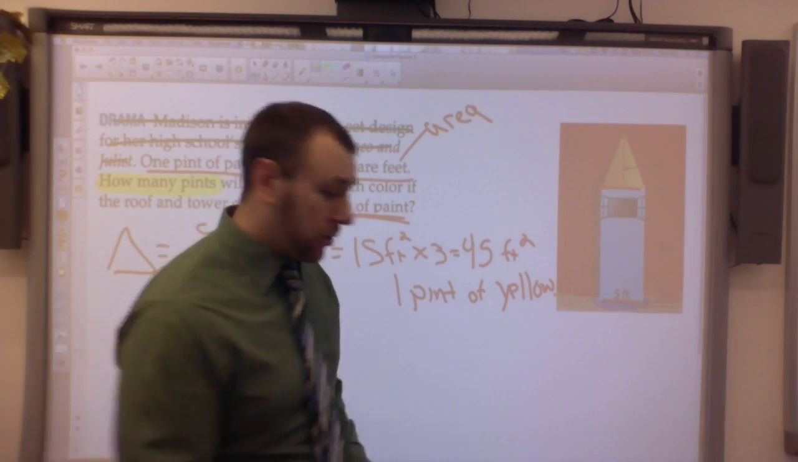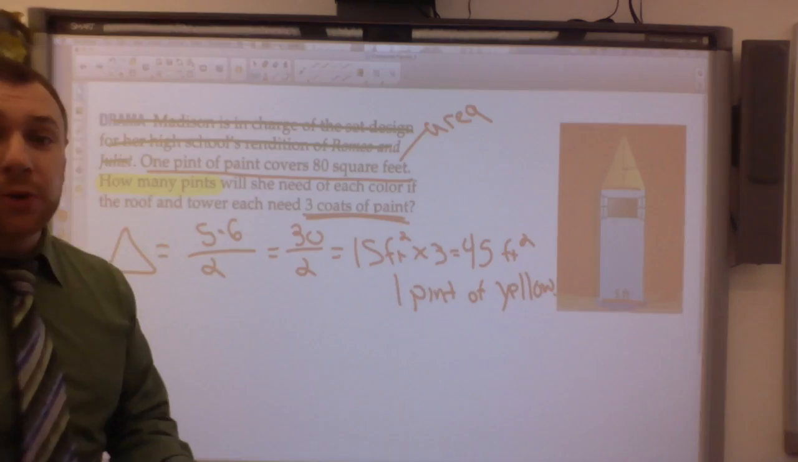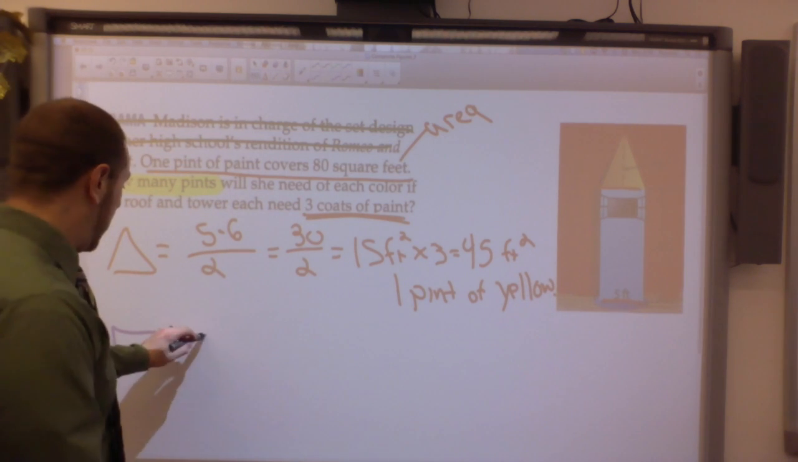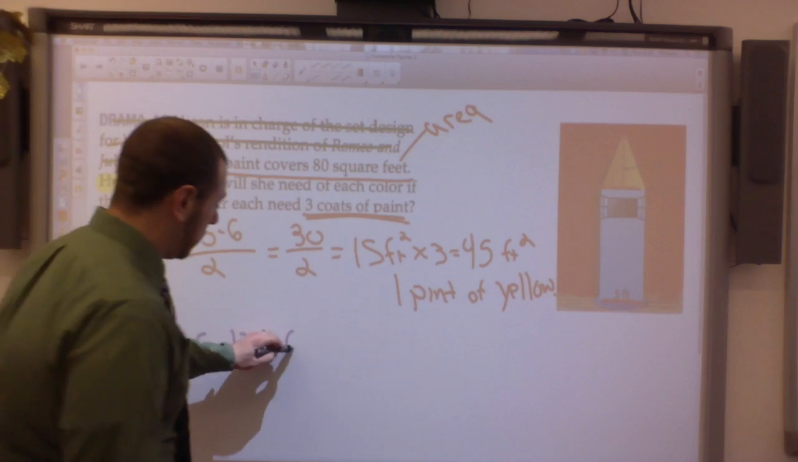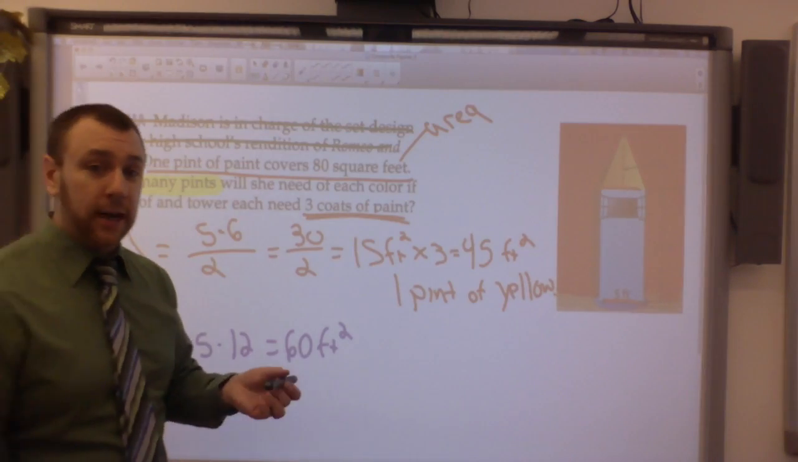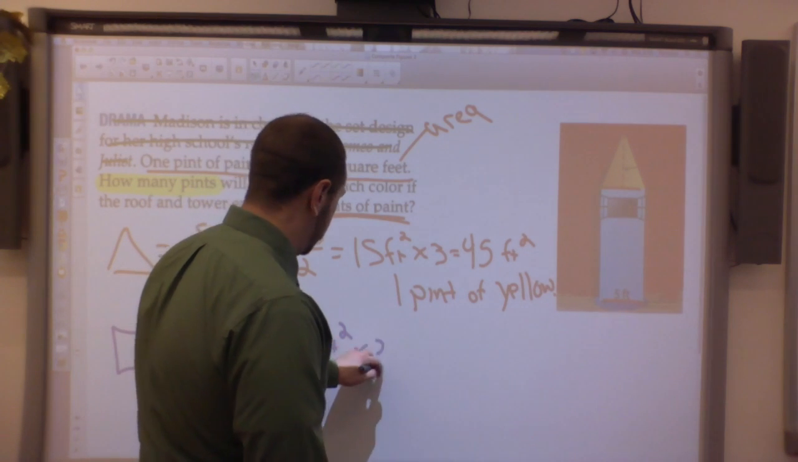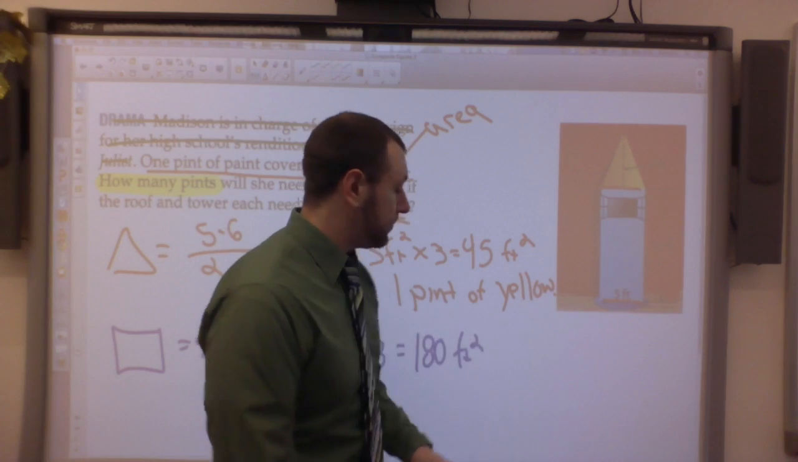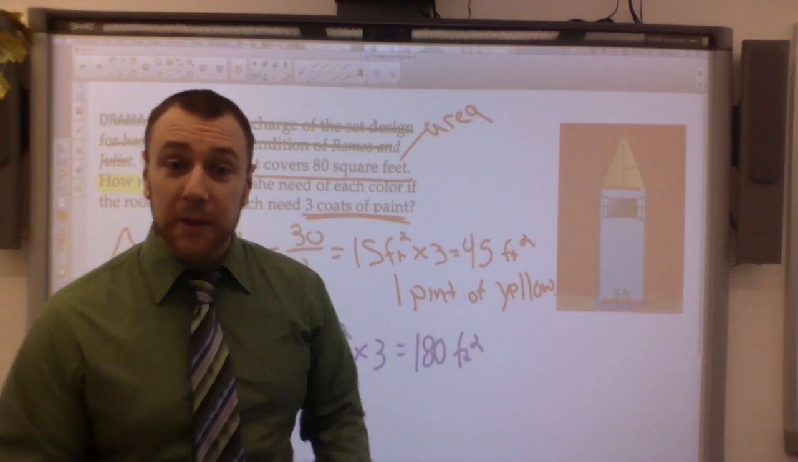Okay, now let's do the blue. The blue is a rectangle. So that's going to be 5 times 12, which is 60 feet squared. Again, I'm painting it 3 times, so I'm going to times 3. It's 180 feet squared. Now that's my total area.